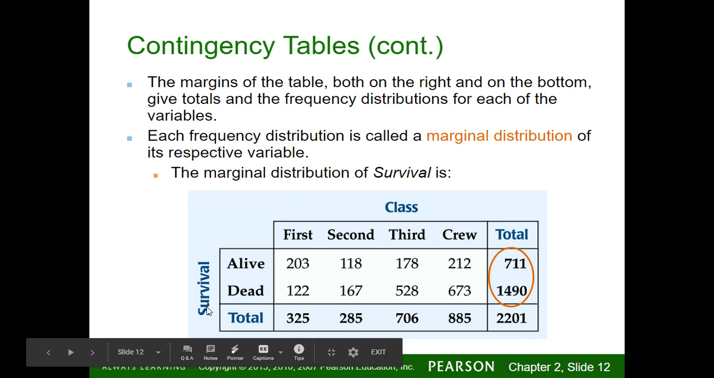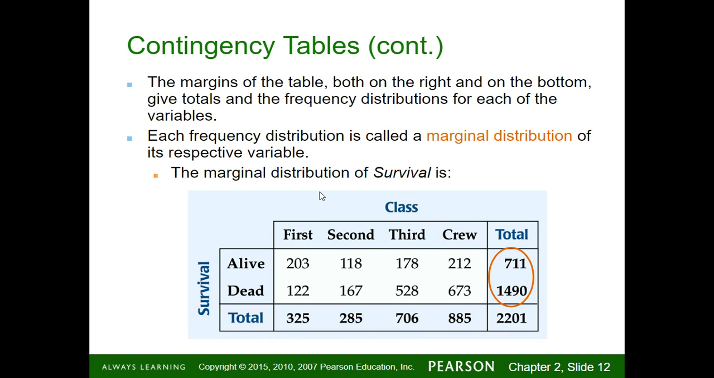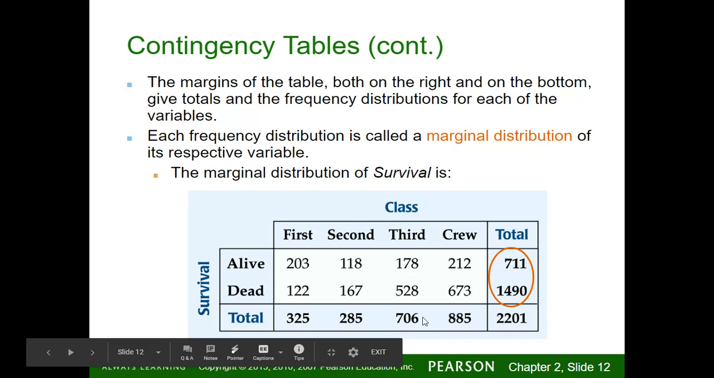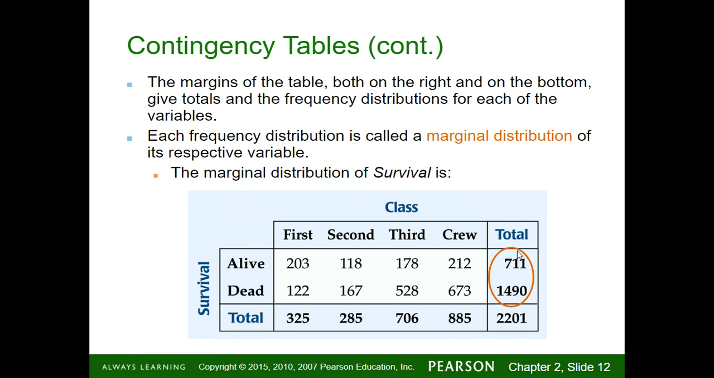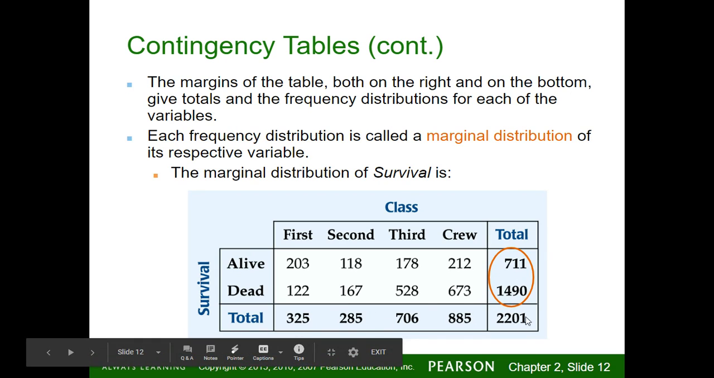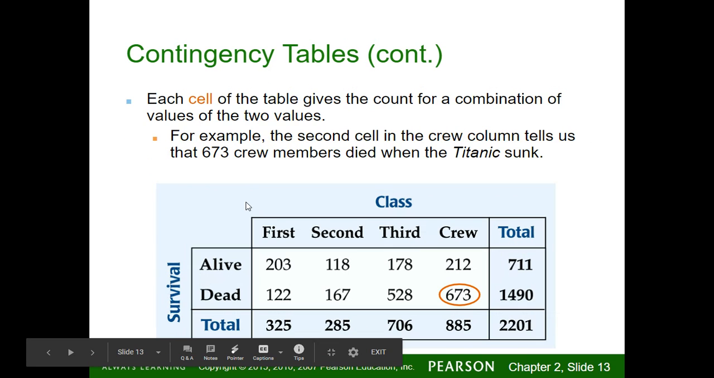You could do the same thing with class. If I said describe the marginal distribution of class, that's just these totals. You could do this as percentages also, or you could say the first class was 325 out of 2,201, and so on. That would be the marginal distribution. It's just the totals. An easy way to remember that: marginal distribution is what occurs in the margins.